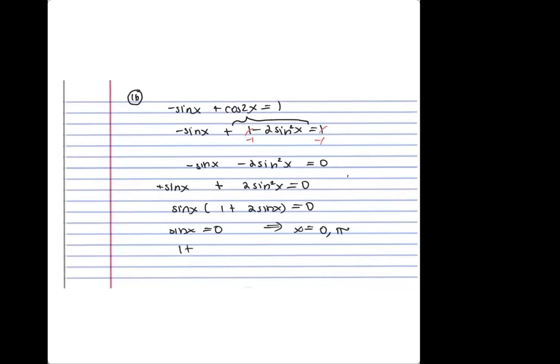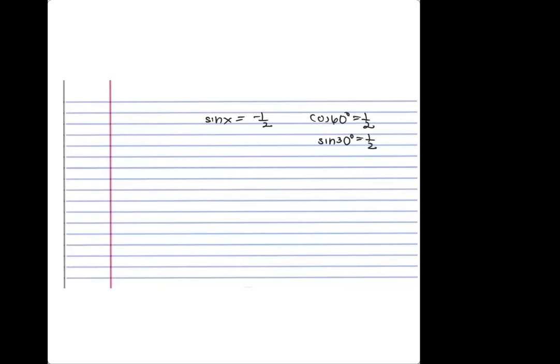And then I'm going to have 1 plus 2 sine x equal to 0, which means that 2 sine x is equal to -1. And that's the same as saying that sine x is equal to -1/2. Well, I've memorized that cosine of 60 is 1/2. But if the cosine of 60 is 1/2, that's the same as the sine of 30.